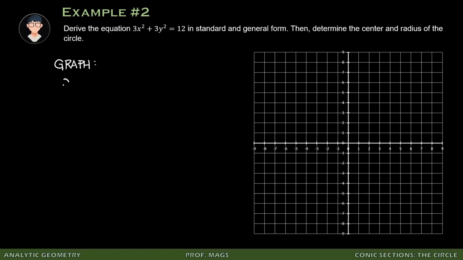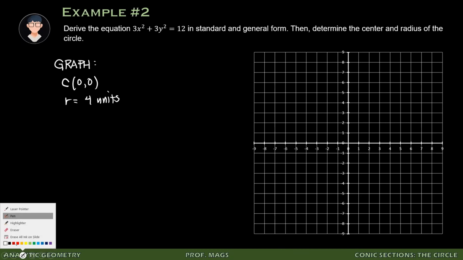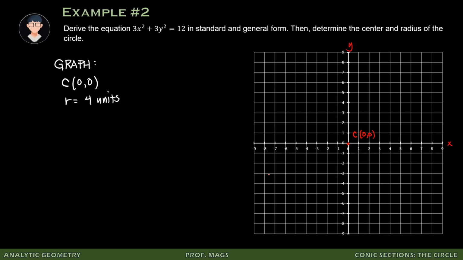So our center is at the origin. Our given radius, or the computed radius, is equal to 4 units. Again, our origin is the intersection of the x and the y-axis. So, nandito siya. So, the center is at the origin, 0 and 0. The radius of the circle is 4 units.